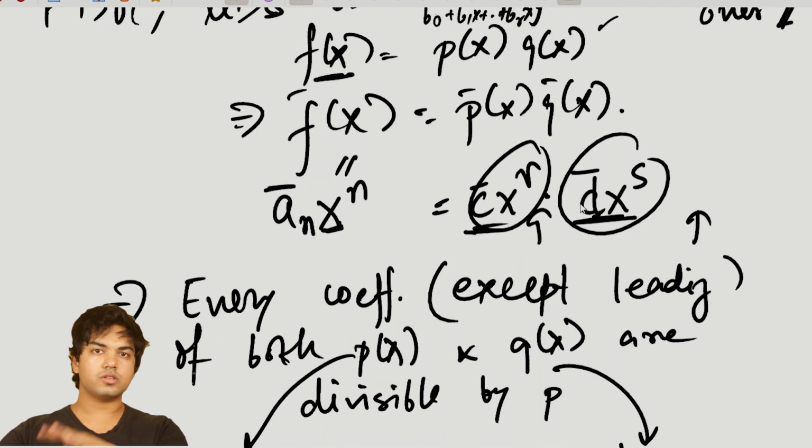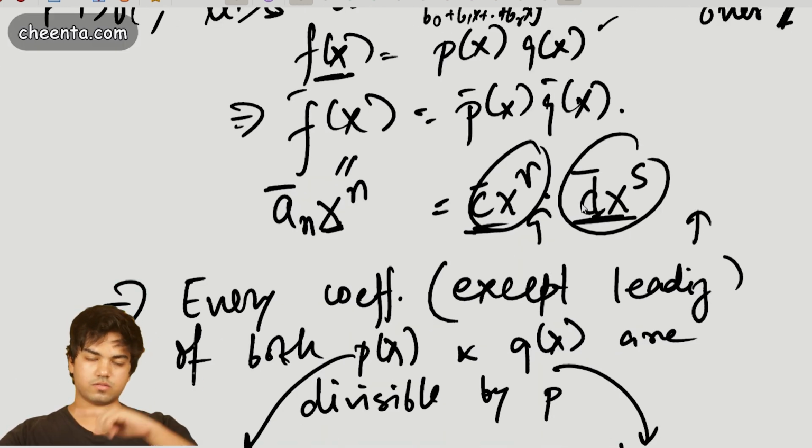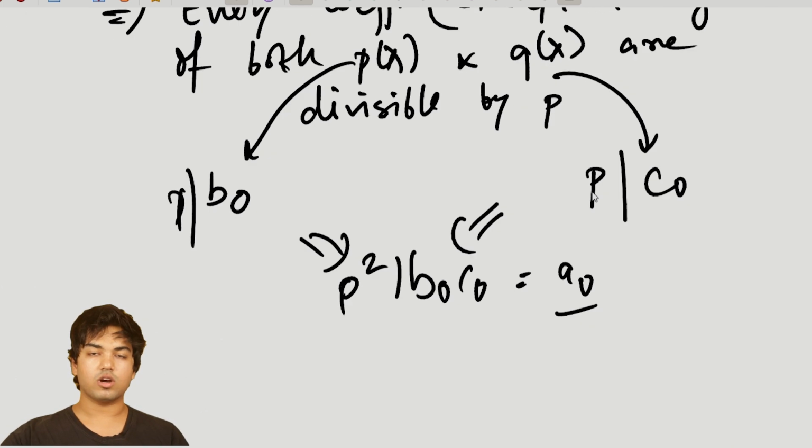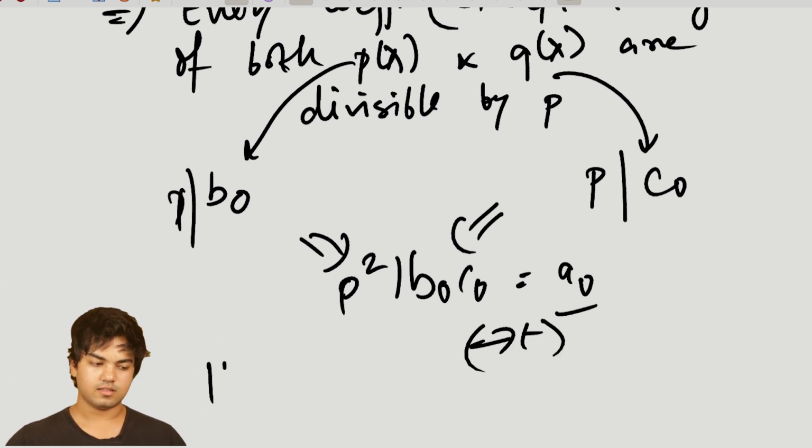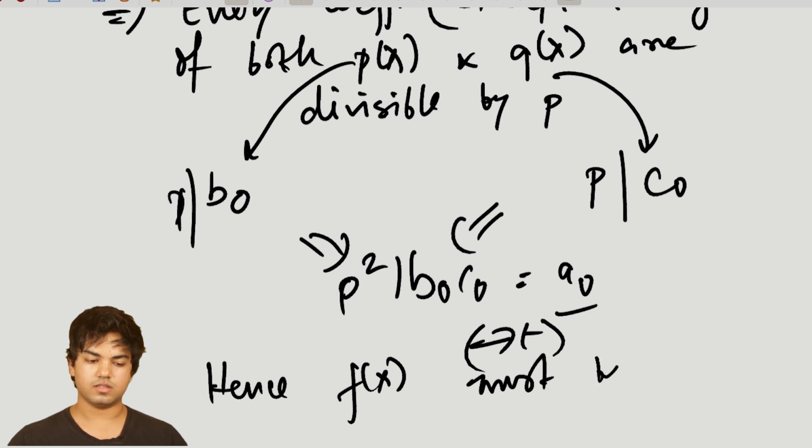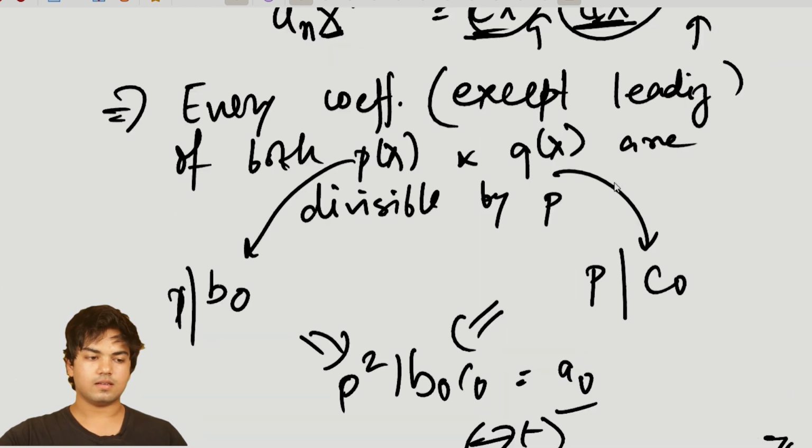So I urge you to go back to the proof from the start and see what actually happened, what's the content of the proof. But yeah, that's the contradiction. Hence, f(x) must be irreducible over Z.